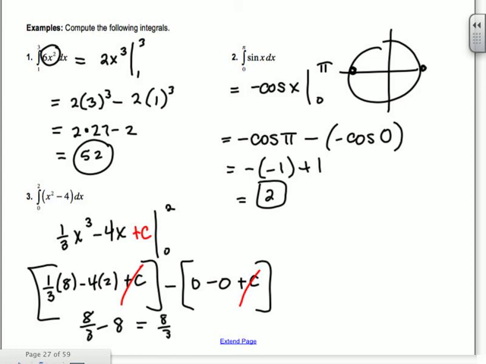Okay, so I get 8/3 minus 8. So it's 8/3 minus 24/3. So negative 16/3. Negative 16/3 is your answer.